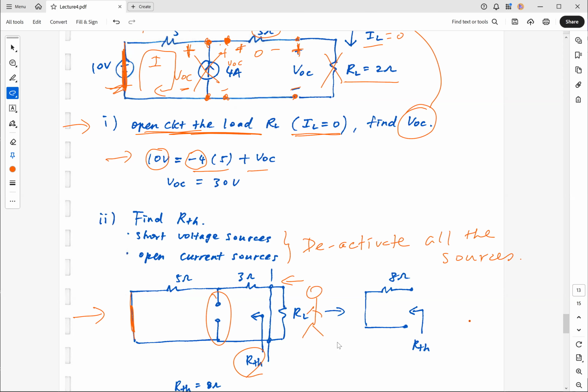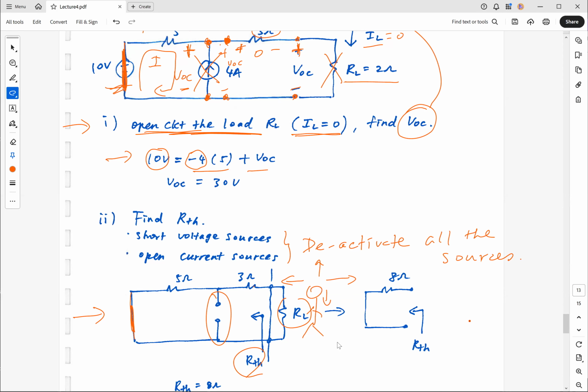So again, to find this RTH, imagine you are standing right here. You're this RL, so you look all around you. You look to the right, look to the top, and look down. When you look up, you don't see anything. When you look down, you also don't see anything. You don't see yourself. When you look to the right, you also don't see anything. But when you look to the left, again, you are this RL, so you don't see yourself.